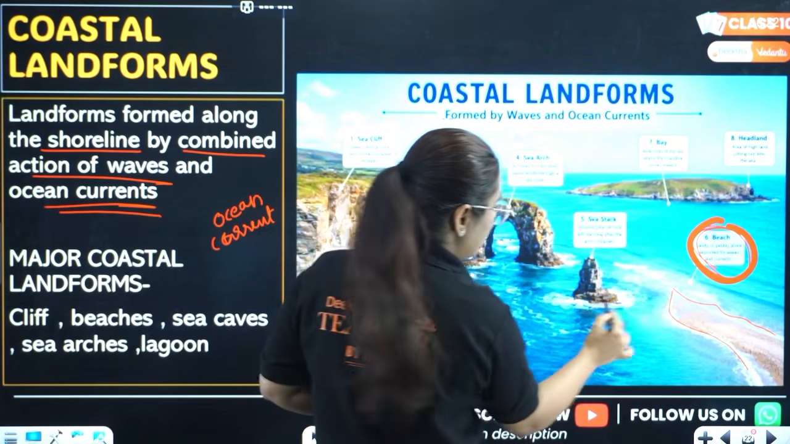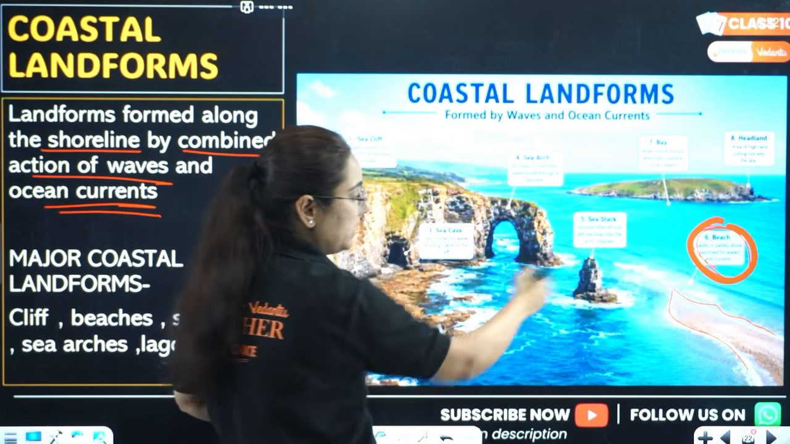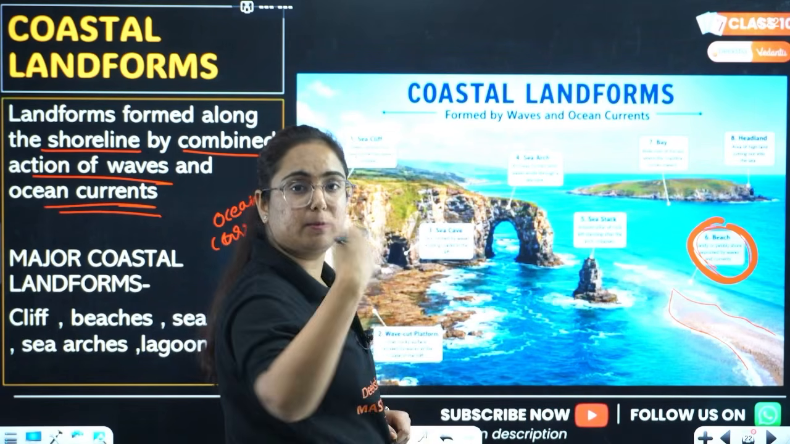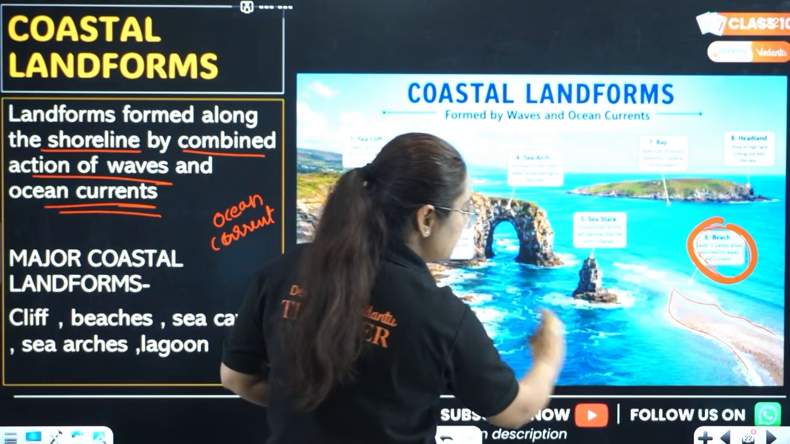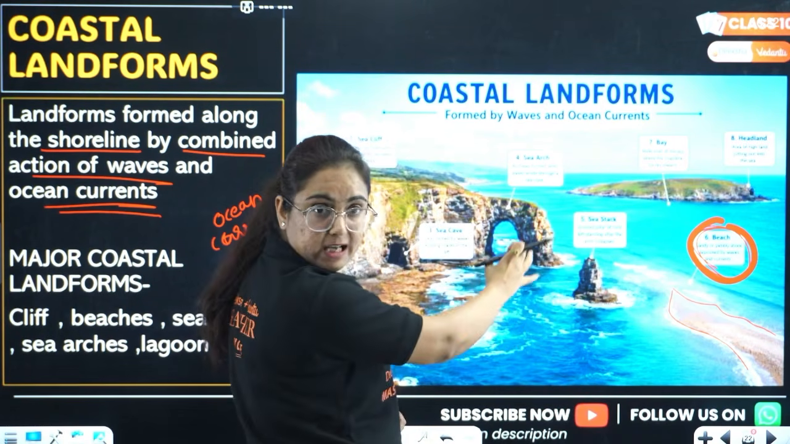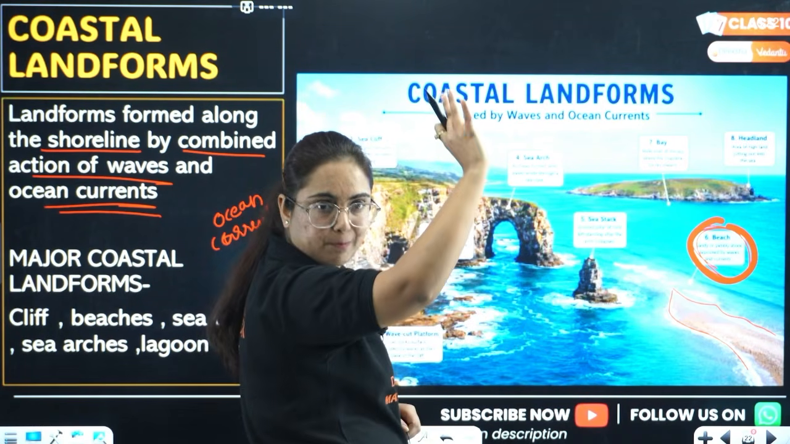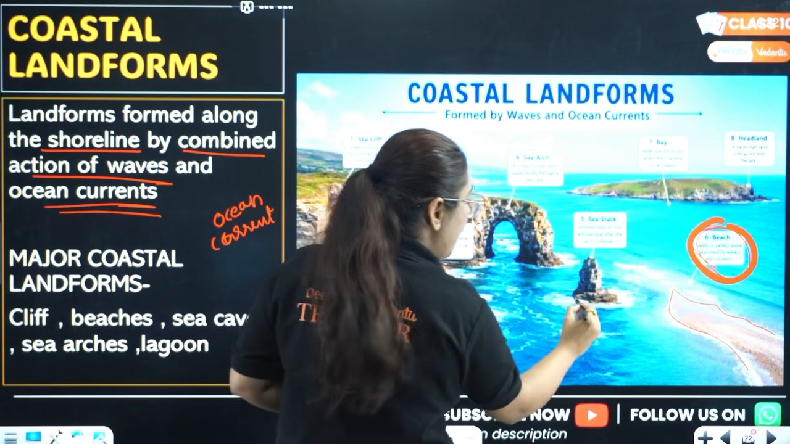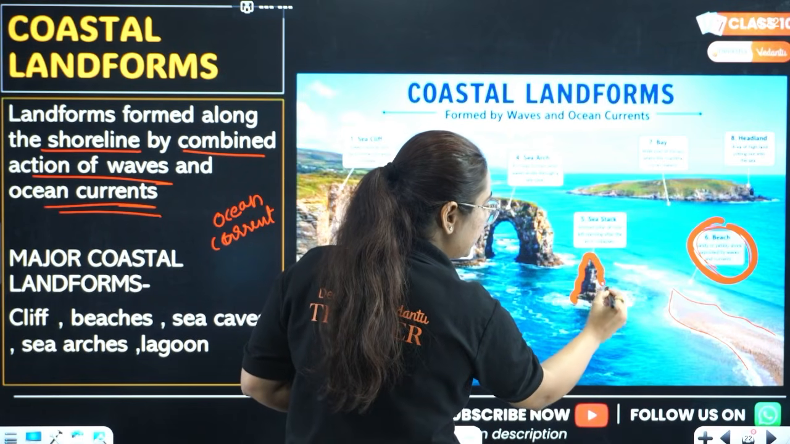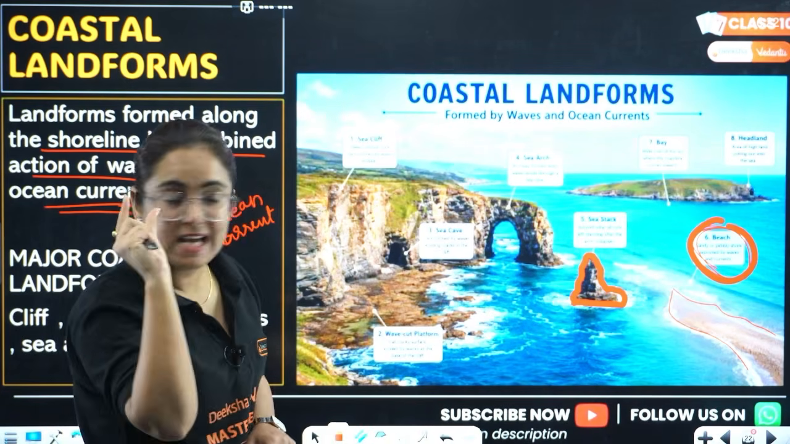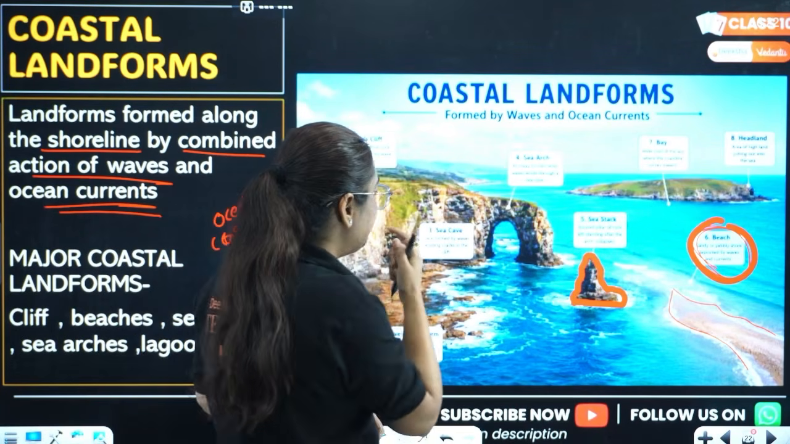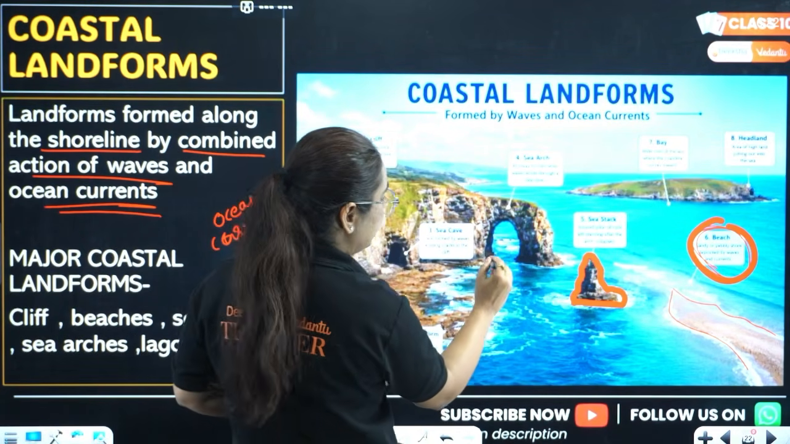See, in this ocean, because for years this ocean was creating pressure on this landform, the rest of the area got weathered and then the water took it away. That means erosion took place. Whatever is left out here, like this, is known as a sea stack. What is it known as? Sea stack.